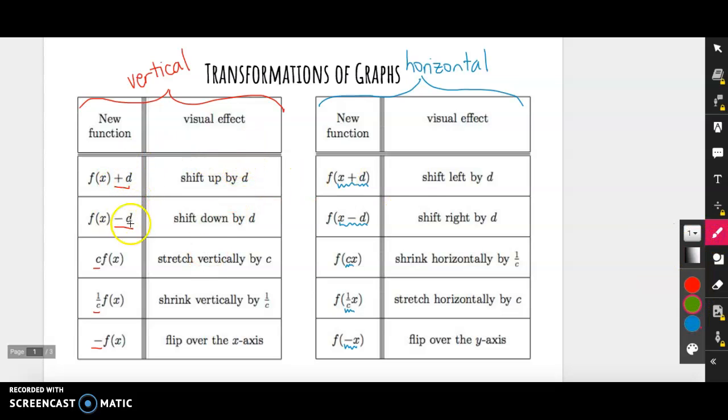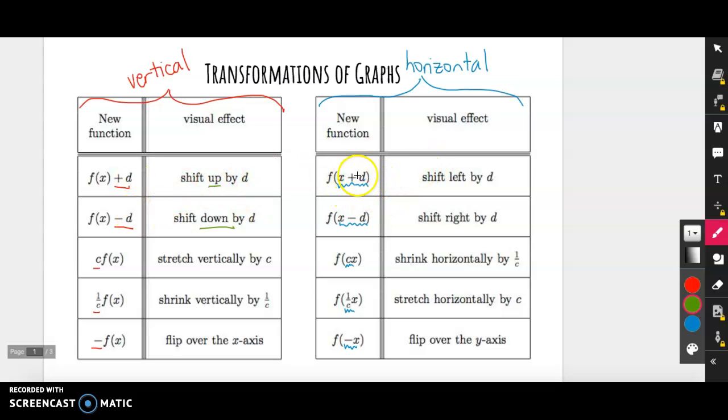When you add or subtract to your equation vertically, that moves it up or that moves it down, and that makes sense. So if I took a function and I just added 4 to it, that moves it up 4. If I subtract 5 from it, that moves it down 5, okay?